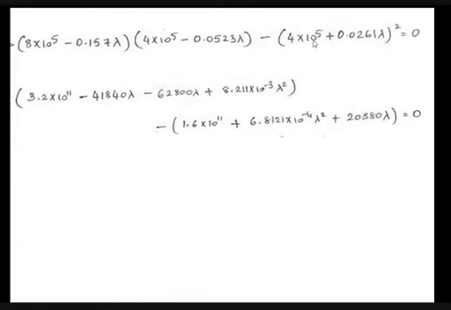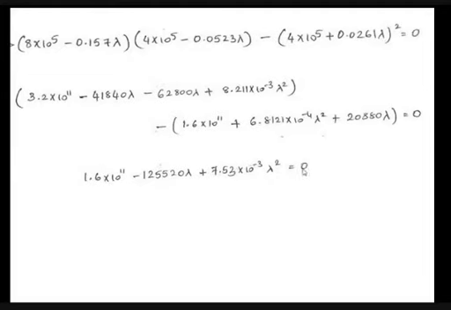Minus, this is nothing but a plus b the whole square. If I expand that, I'll be getting 1.6 into 10 to the power of 11 plus 6.812 into 10 to the power of minus 4 lambda square plus 20880 lambda is equal to 0. Now I'm supposed to simplify this. Simplifying this, I'll get 1.6 into 10 to the power of 11 minus 125520 lambda plus 7.53 into 10 to the power of minus 3 lambda square is equal to 0.